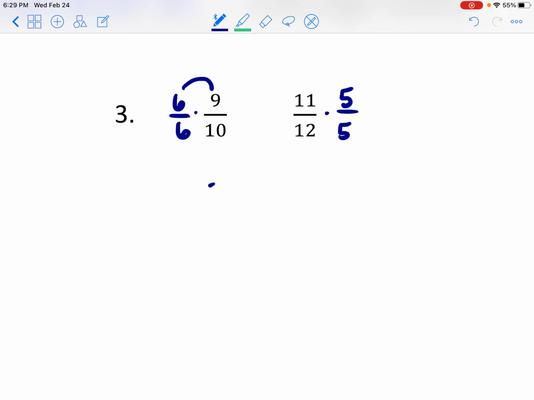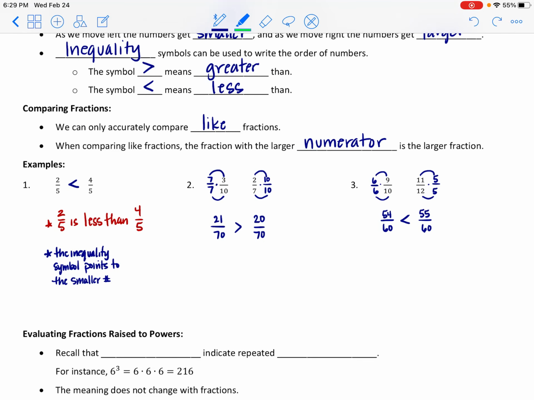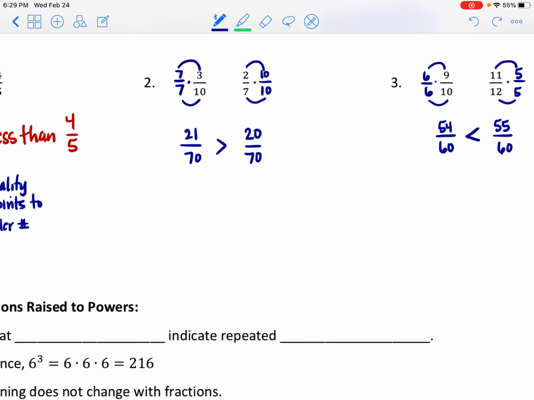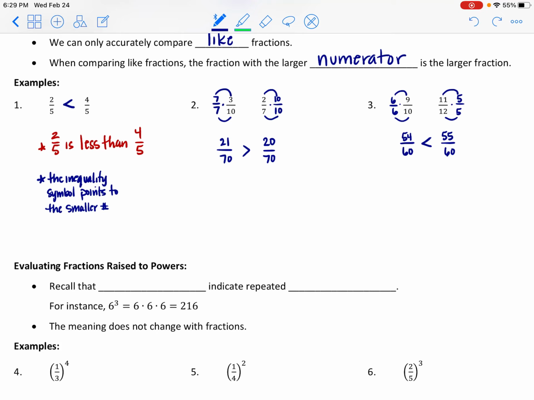So what I'm really comparing is 54/60 with 55/60. And 55 is more than 54, so I'm going to say 54 is less than 55. And again, our symbol is pointing toward that smaller number. Okay? So we should be able to compare fractions in the same way that we compare whole numbers. And yeah, then we're good there. Okay? Just make sure that they are like fractions so that you have common denominators before you make your comparison.